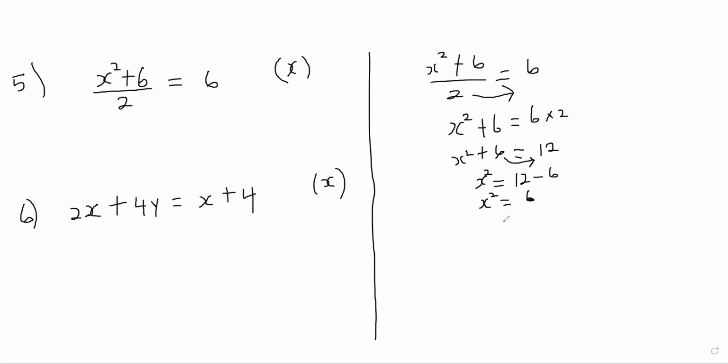And then we take over the square. Because it's x, we don't want x squared. Take over the square, we get the square root of 6. So we could solve it.